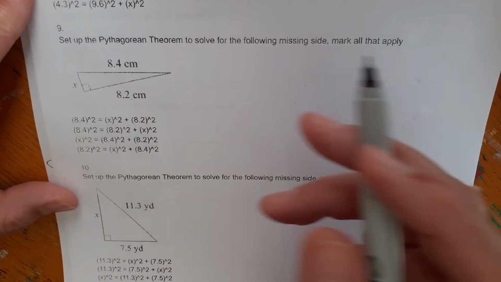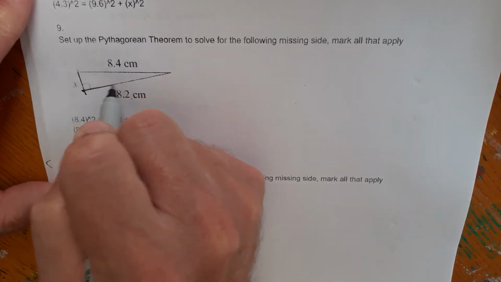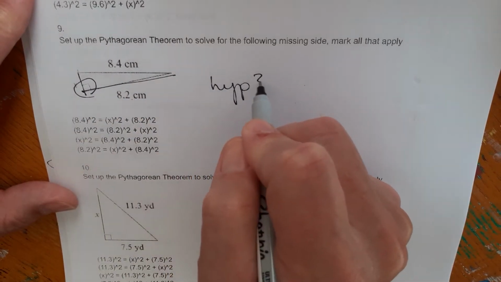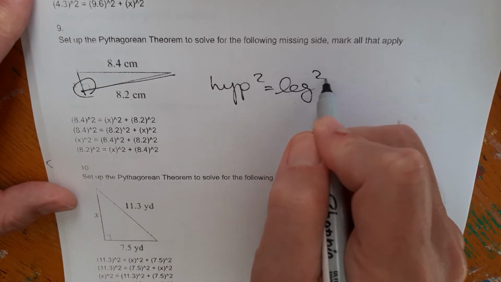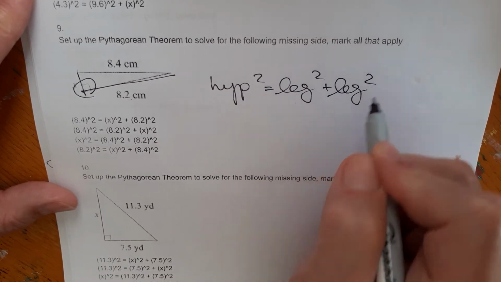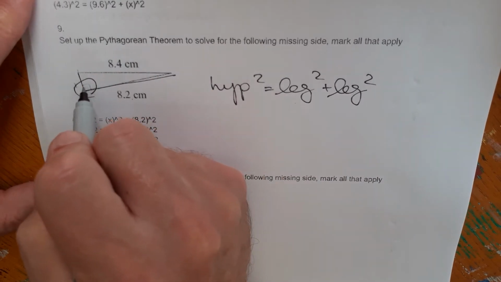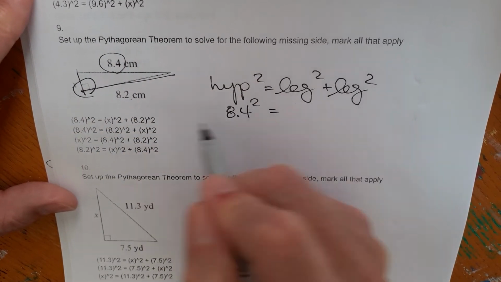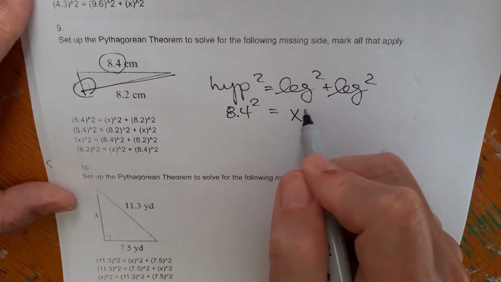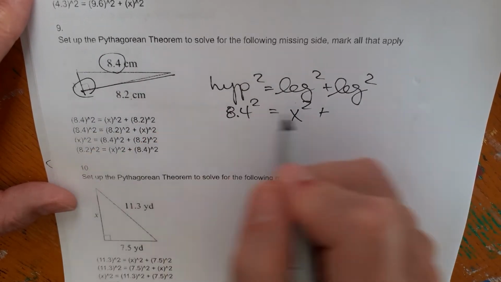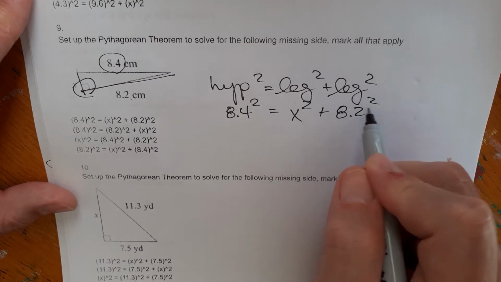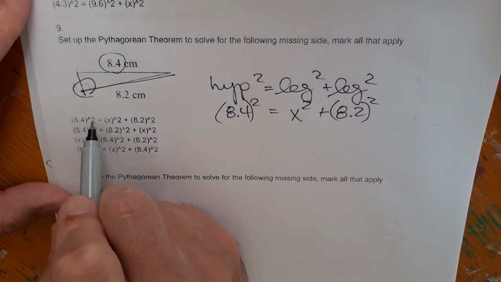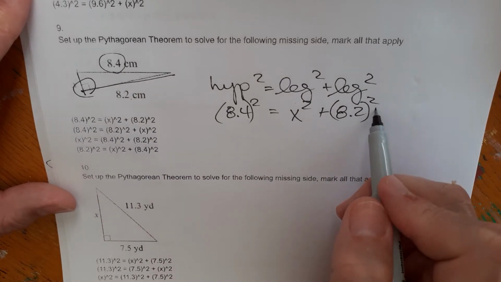Set up the Pythagorean theorem. All right, this is a leg. How do I know? It's attached to the 90. So I've got height squared equals leg squared plus leg squared. Height in this case is not touching the 90, so it's got to be the 8.4. Equals leg squared, x in this case, plus 8.2 squared. And I might use some parentheses just to make it look better. 8.4 squared equals x squared plus 8.2 squared.